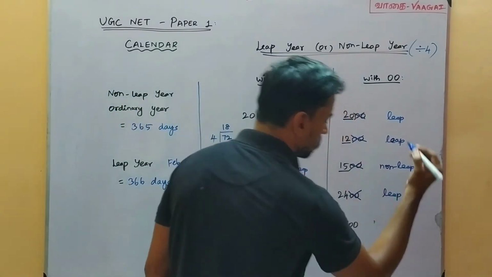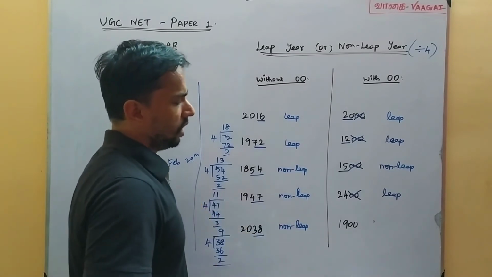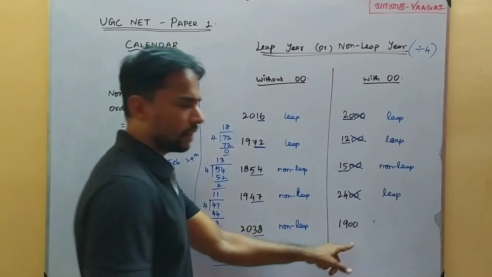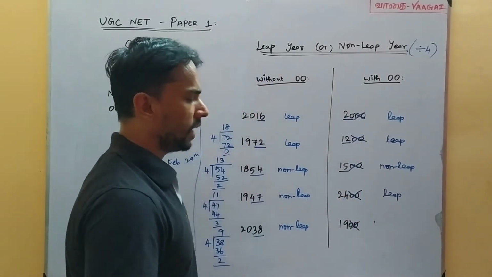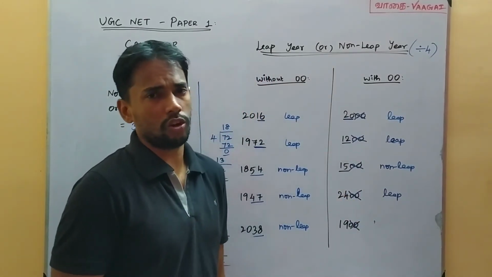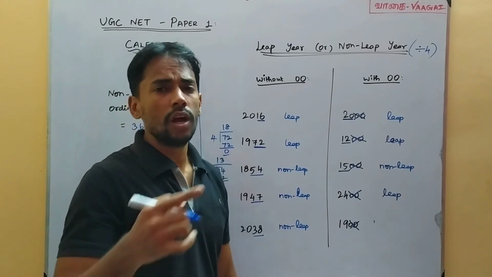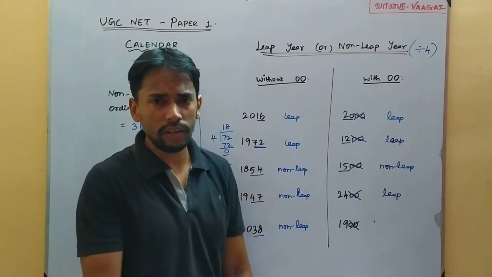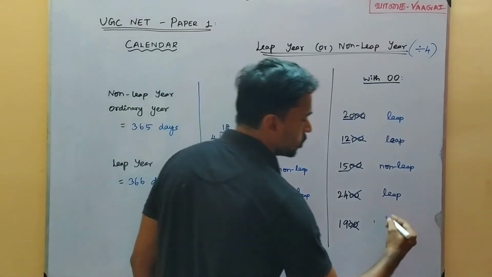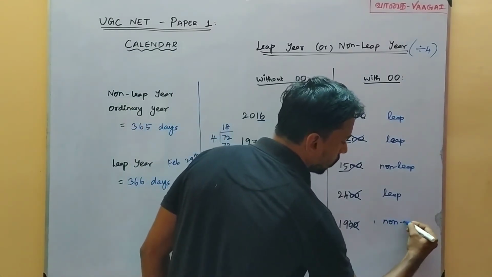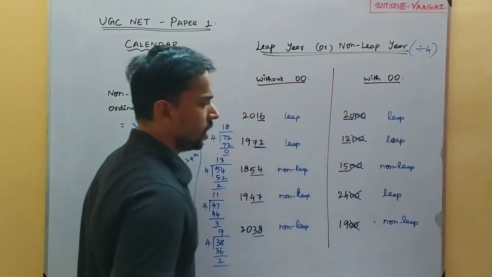So no doubt this is again a leap year. Next we have one more, 1900. Again do the same thing, remove the double zero. So we have got 19. Is 19 divisible by 4? 4 4s are 16, but 4 5s give us 20. So 19 is in between, which means 19 is not divisible. So we can conclude that the given year is a non-leap year.